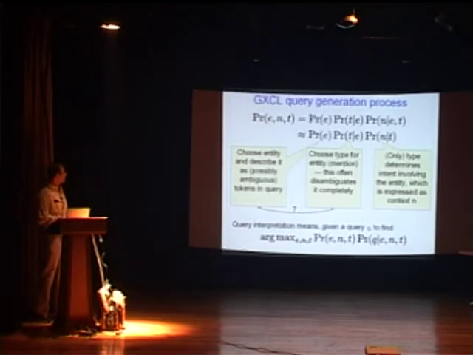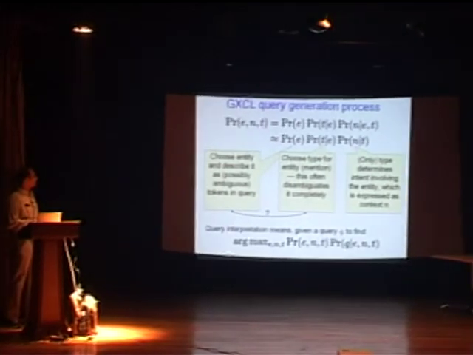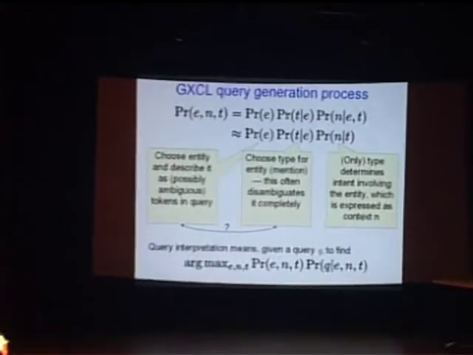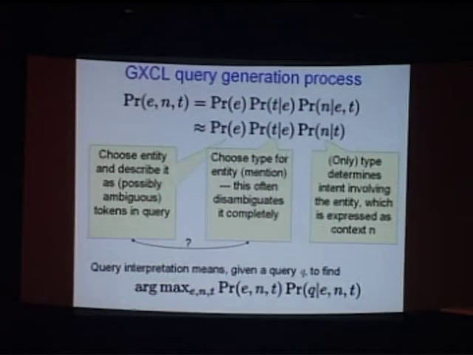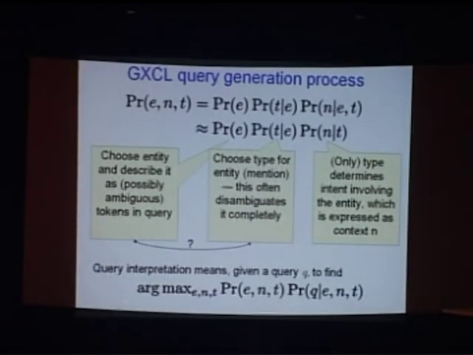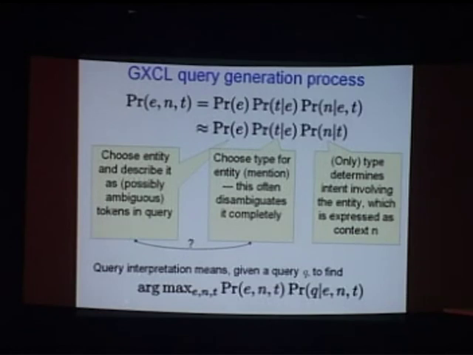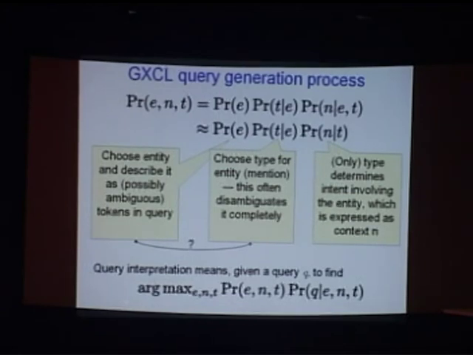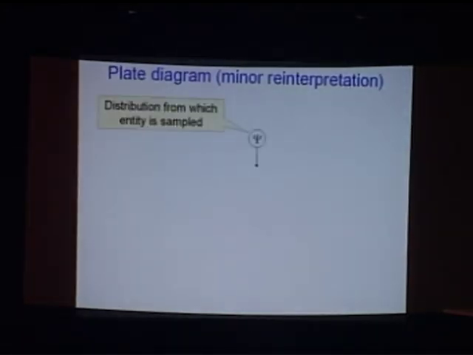But the third step is clear. So what they assume is that this is an approximation. Once I choose the type, the type alone decides the context. The specific entity does not decide the context. And then query interpretation means that given a query, you want to argmax over E and T of the probability of E and T times the probability of generating the query given E and T. So that gives you the hidden entity and type given the query, and then you can process your query as you wish. So here's a pictorial interpretation which may make it easier to understand.